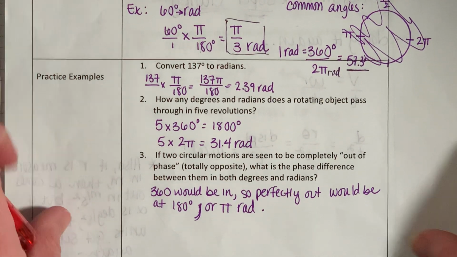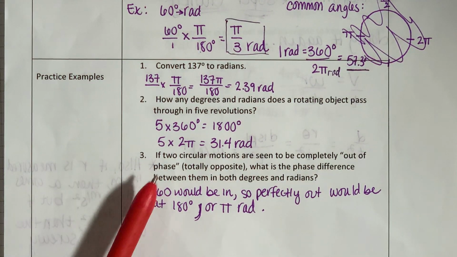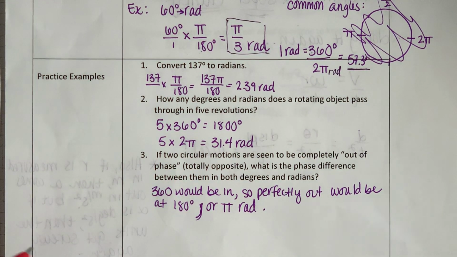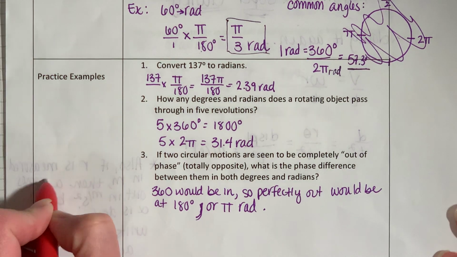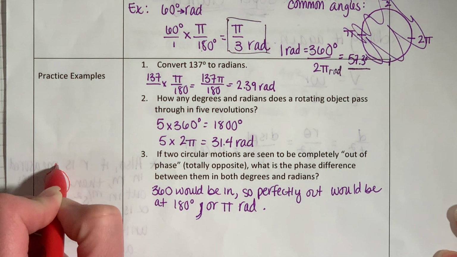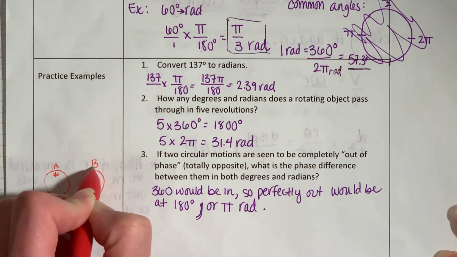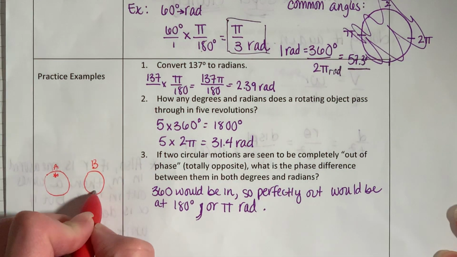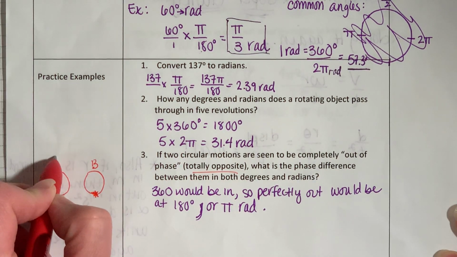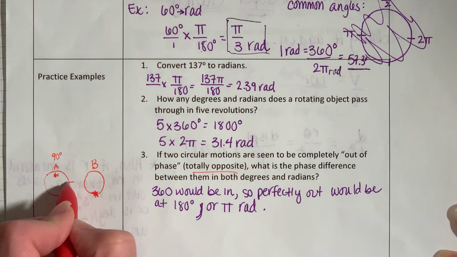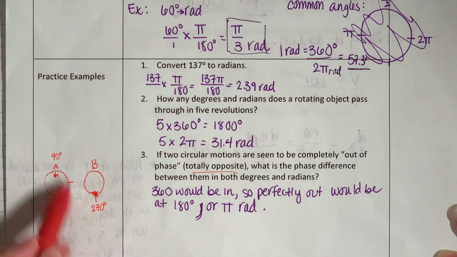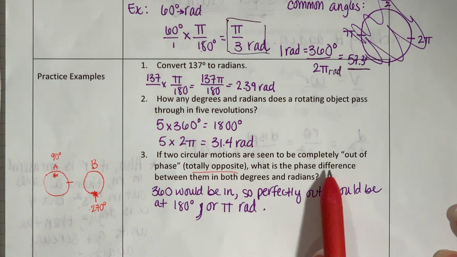The one that I want to go over with you is this idea of two circular motions being seen to be completely out of phase. In other words, you can reason your way through that by looking at maybe bug on record A and bug on record B. If they're completely out of phase, that means that they're totally opposite. So if bug A is at this 90-degree position here, then this bug down here would be at this 270-degree position, which would mean they are 180 degrees out of phase.